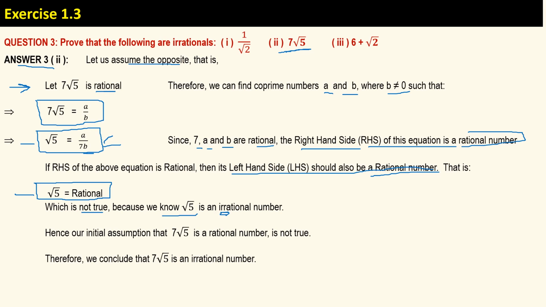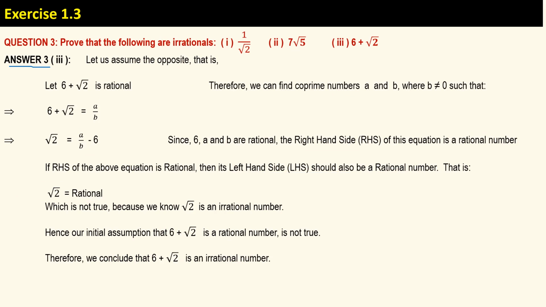Therefore, we have arrived at a contradiction. So our initial assumption that 7 times square root of 5 is a rational number is not true. Therefore, we conclude that 7 times square root of 5 is an irrational number.